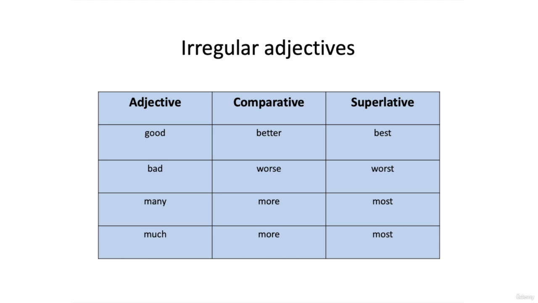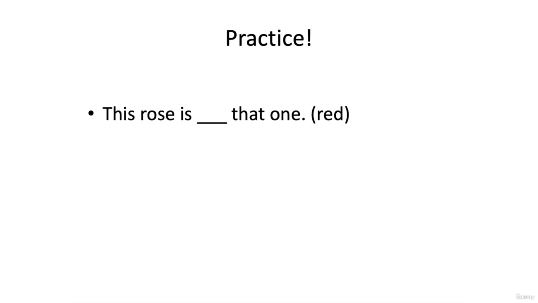Finally, here are a few exceptions to these rules. Good, better, best. Bad, worse, worst. Many, more, most. Much, more, most. All right, it's time to practice. Can you form the comparative and superlative with these adjectives?